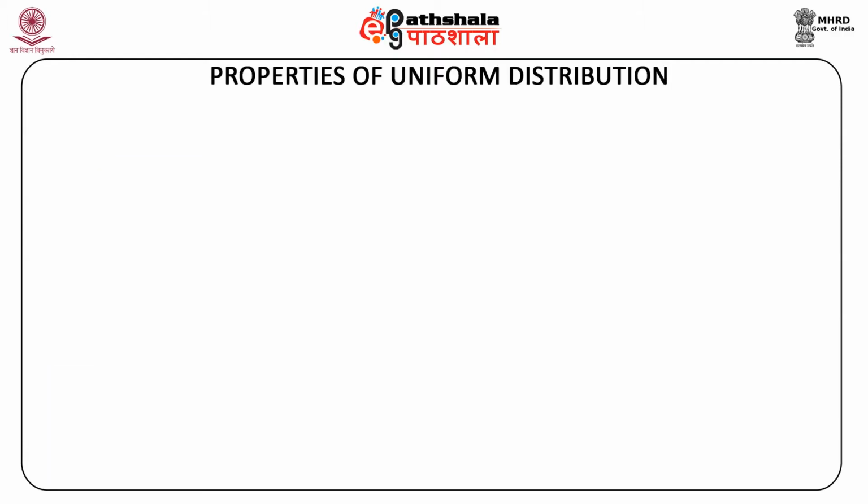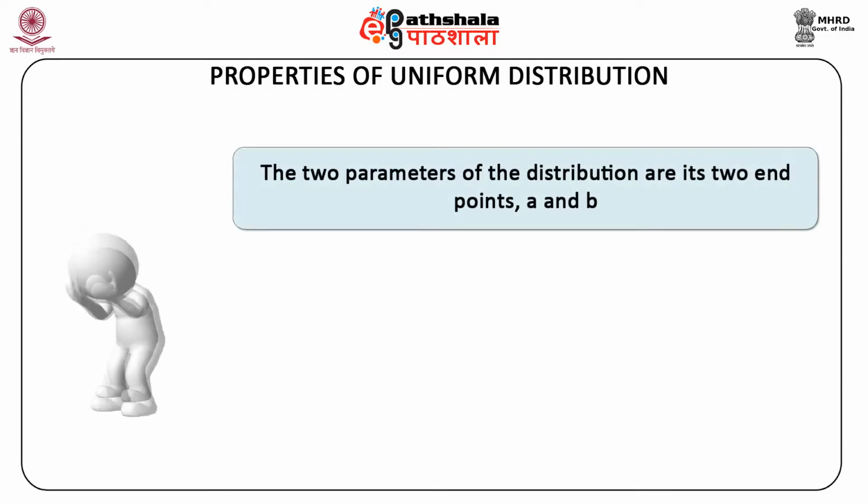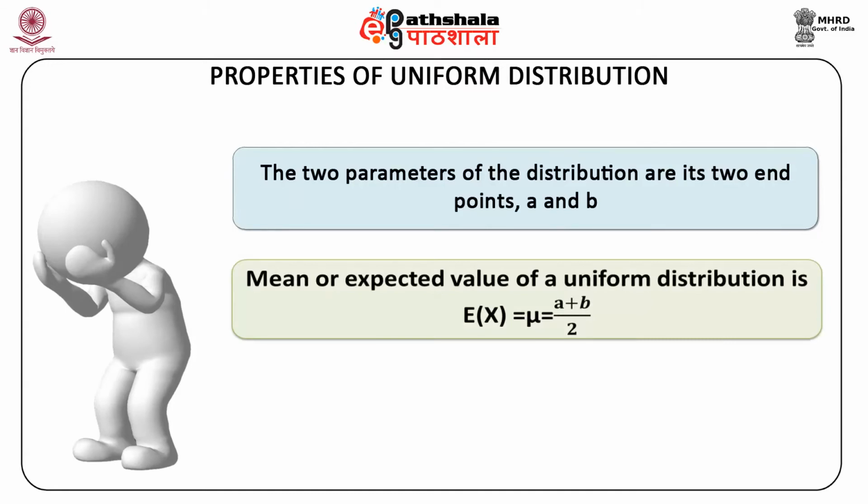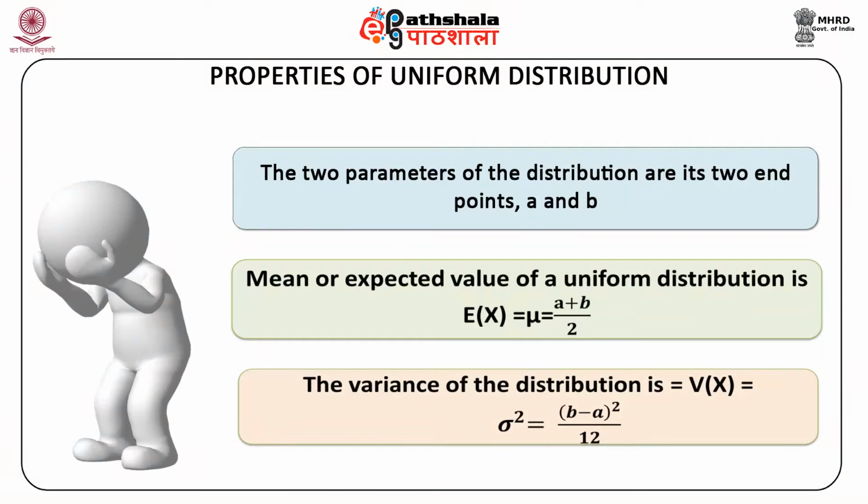Properties of uniform distribution. First, the two parameters of the distribution are its two endpoints, A and B. Second, the mean or expected value of a uniform distribution is the average of the two endpoints of the distribution. That is, expected value of x is equal to mu, which is equal to (a plus b) divided by 2. Third, the variance of the distribution is V(x), which is equal to sigma squared, which is equal to (b minus a) the whole squared divided by 12.